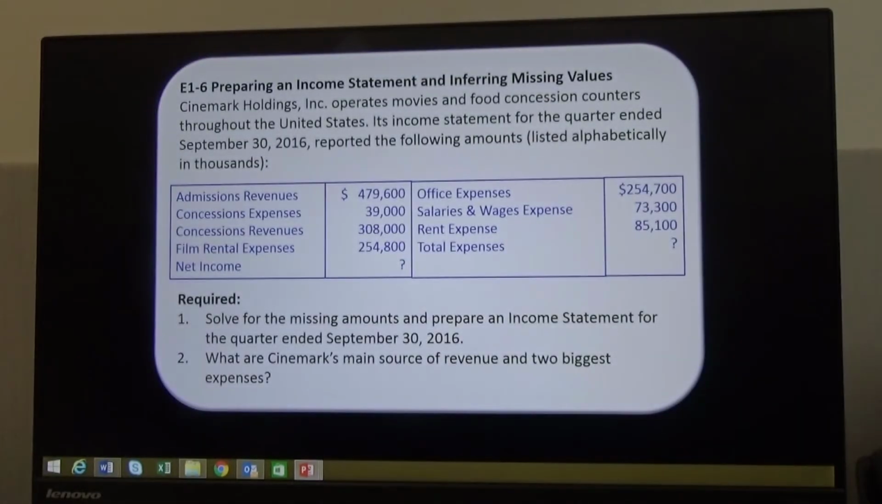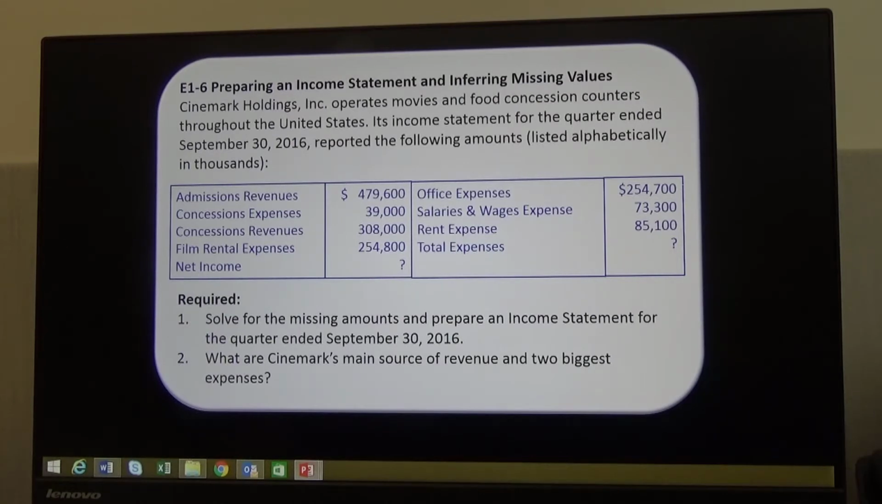Okay, the next example was to prepare an income statement and also to infer some missing values. So that means you'll fill in what you know and then use that to determine what you don't know. Now here again, they've given us some various accounts and we just need to put them into the proper format for an income statement. And again, they were kind to us and only gave us income statement accounts. When you get a little bit further on, and maybe in the next chapter or so, they'll mix them together. So you'll see asset, liability, owner's equity, revenue, and expense accounts all mixed up together.